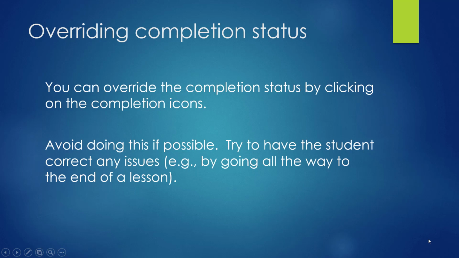You can override the completion status by clicking on the completion icons. Avoid doing this if possible. Try to have the student correct any issues, for example, by going all the way to the end of a lesson.